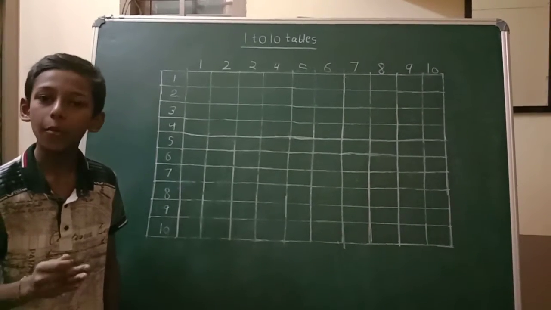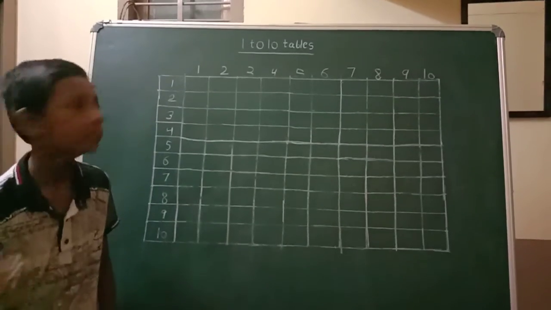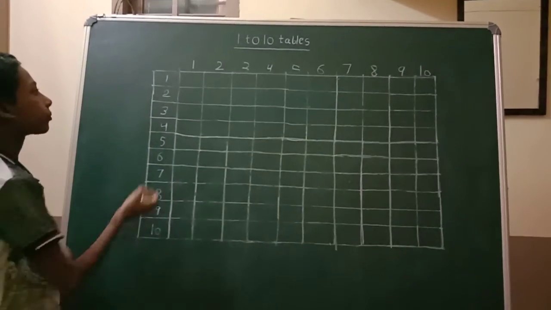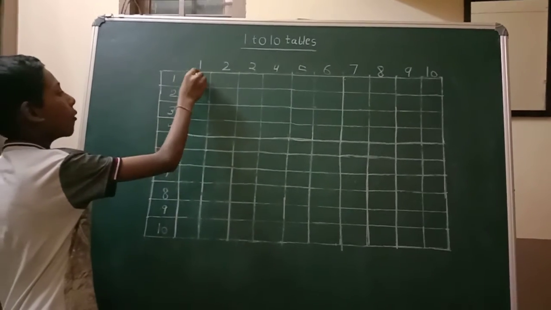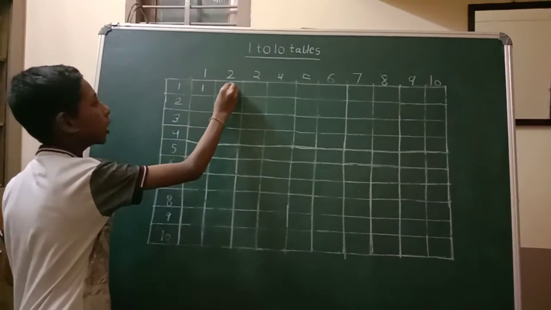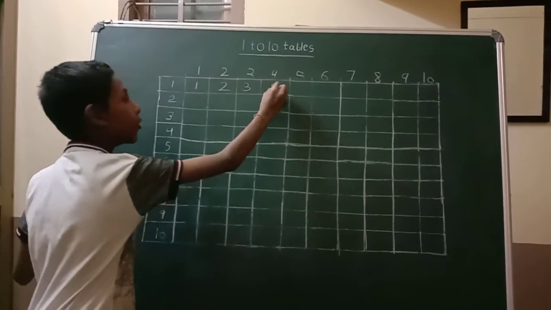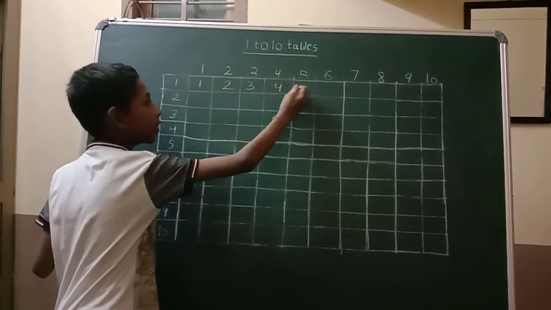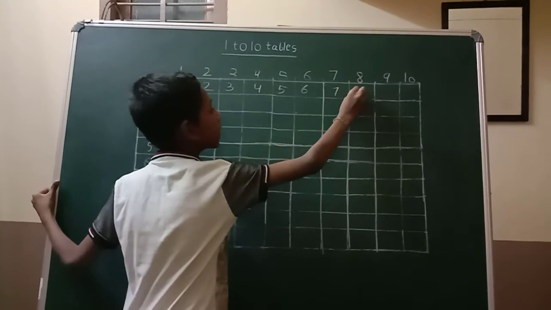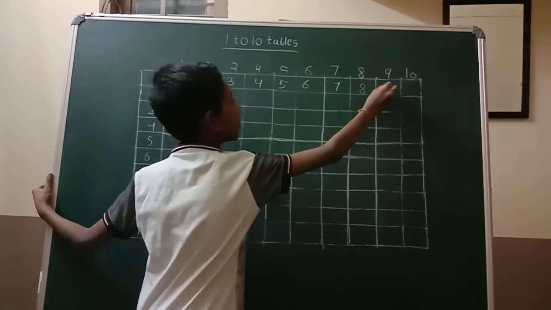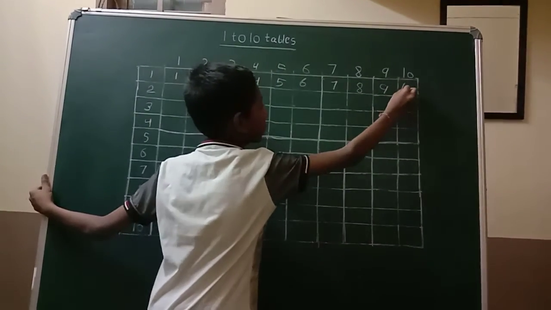To tell about 1 to 10 tables in a very easy method. Here we go. I am writing table of 1. 1 1s are 1, 1 2s are 2, 1 3s are 3, 1 4s are 4, 1 5s are 5, 1 6s are 6, 1 7s are 7, 1 8s are 8, 1 9s are 9, and last 1 10s are 10.